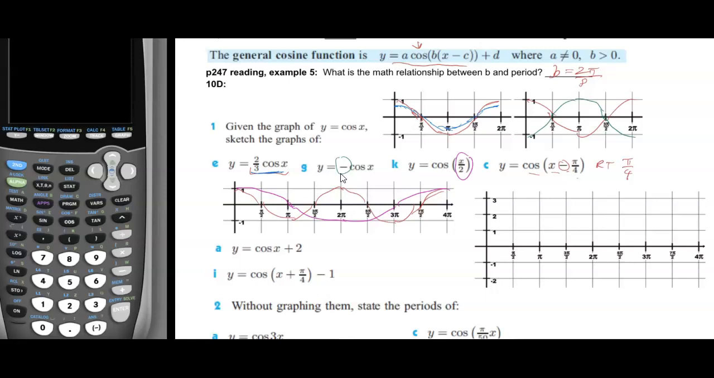So I'm going to do that up here in orange, and I'm going to take the red function and shift it to the right by pi over 4. So everything's going to be shifted to the right half a square.